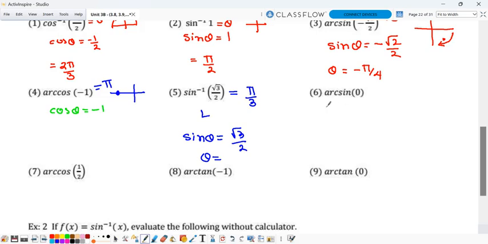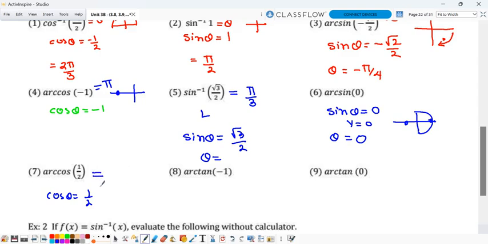What's the angle theta? Arc sine of 0, which means sine theta is 0. What's the angle so that sine is 0? Sine theta means y is 0. Y is 0 here and here, but sine inverse is this side, so the answer is 0. Cosine theta is 1/2, which means x is 1/2. That means a small angle, which is pi over 3.